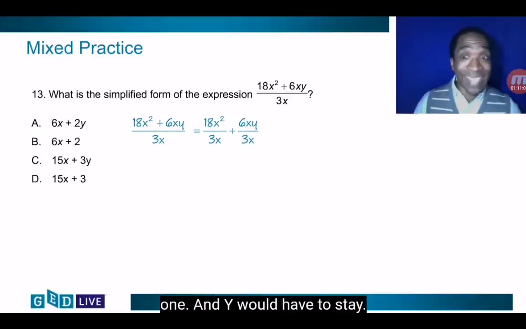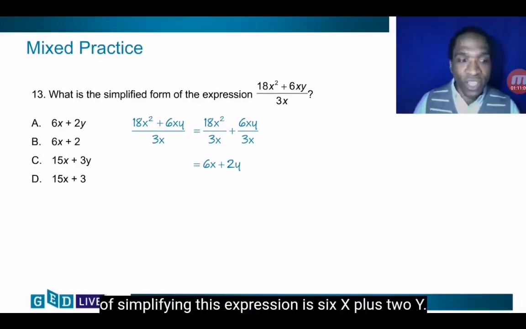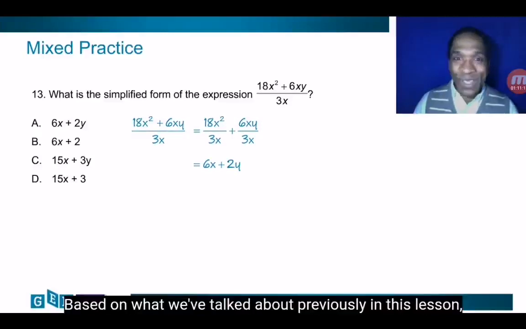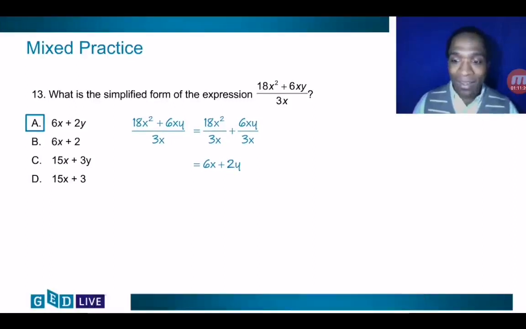And y would have to stay. So here's exactly what we just talked about. The outcome here of simplifying this expression is 6x plus 2y. Based on what we talked about previously in this lesson, you can get right to that correct answer, choose A, and move on with confidence.